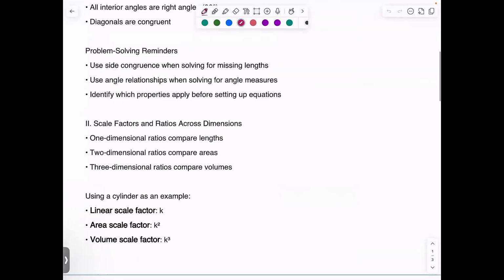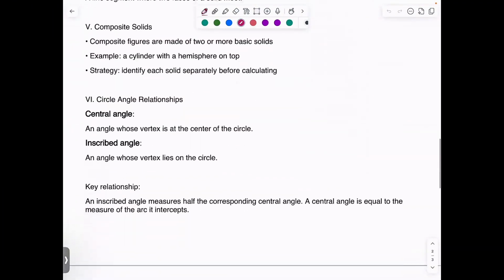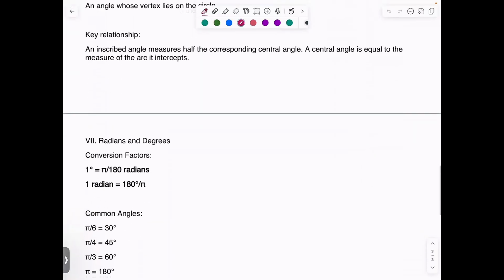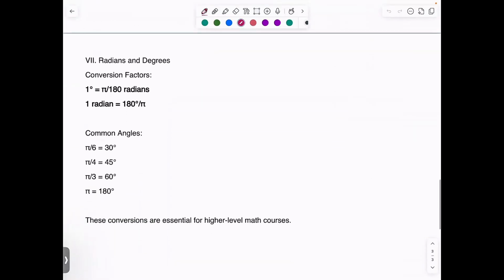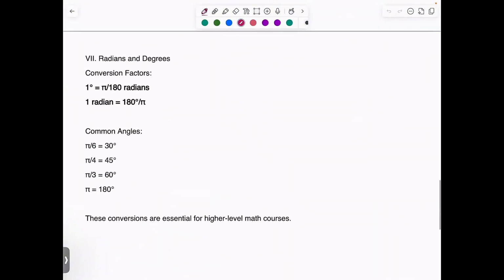I didn't put this in my original list that I put out last week, but I decided to add radians and degrees. So typically, radians are introduced in the trigonometry section, I believe, and that's going to be a second semester thing typically for geometry students. So traditionally, we learn about degrees.